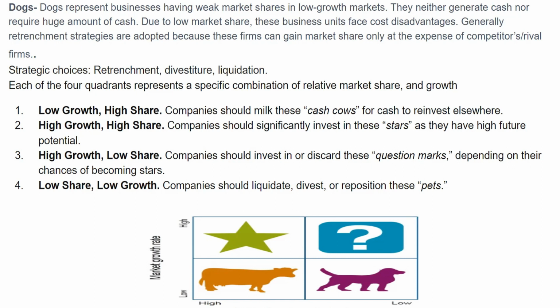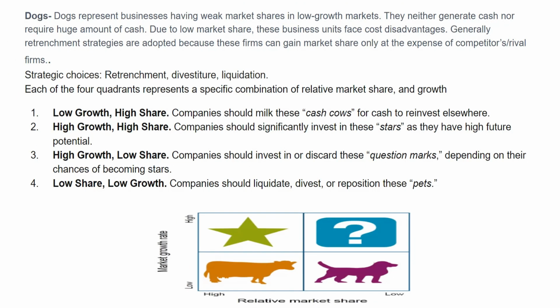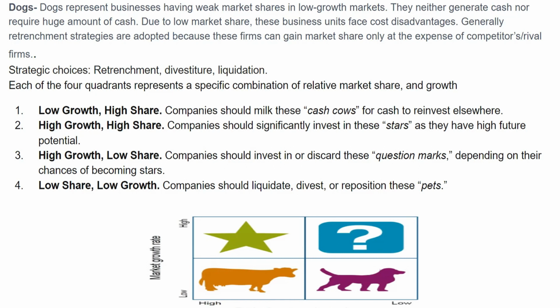Next is high growth and high share. Companies should significantly invest in these stars as they have high future potential. Next is high growth and low share. Companies should invest in or discard these question marks depending on their chances of becoming a star, so they need to analyze closely. Next is low share and low growth. Companies should liquidate, divest, or reposition these pets, the dog quadrant. So this is all about the BCG matrix.